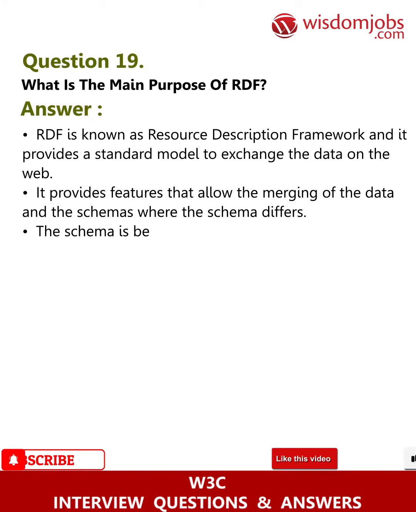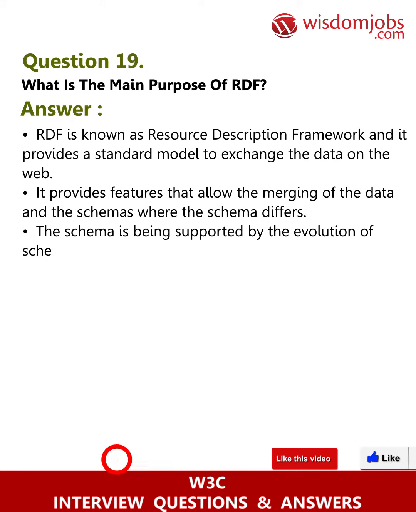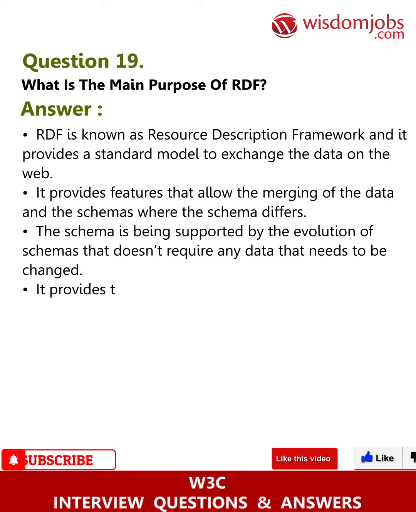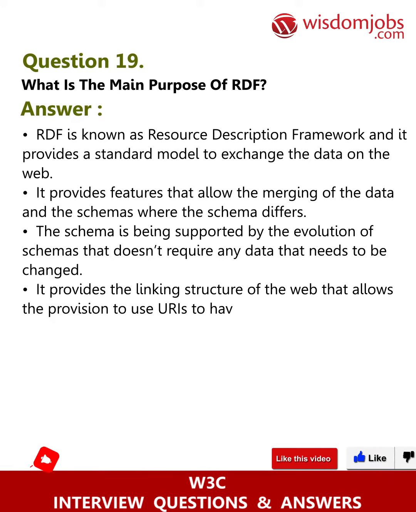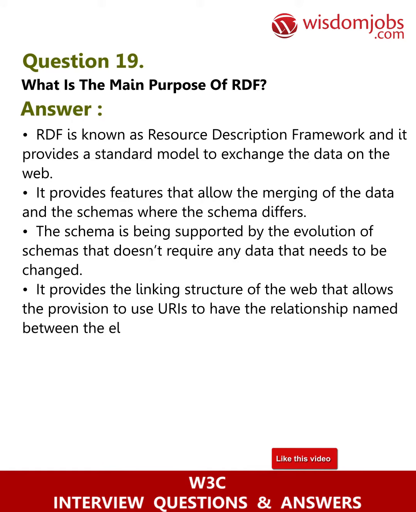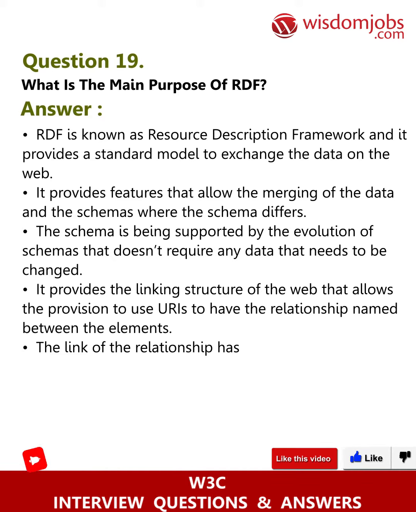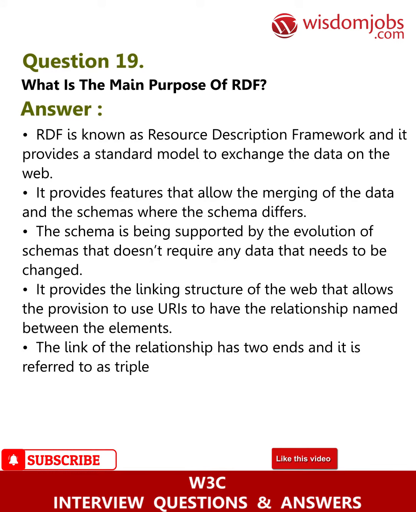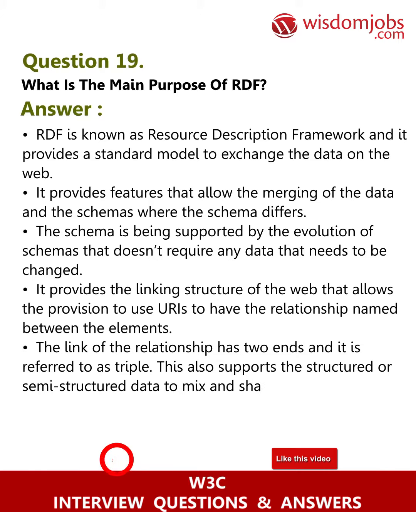The schema is being supported by the evolution of schemas that doesn't require any data that needs to be changed. It provides the linking structure of the web that allows the provision to use URIs to have the relationship named between the elements. The link of the relationship has two ends and it is referred to as triple. This also supports the structured or semi-structured data to mix and share the applications differently.